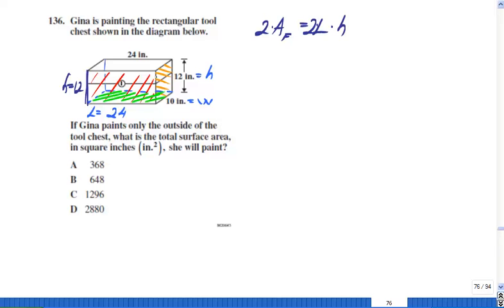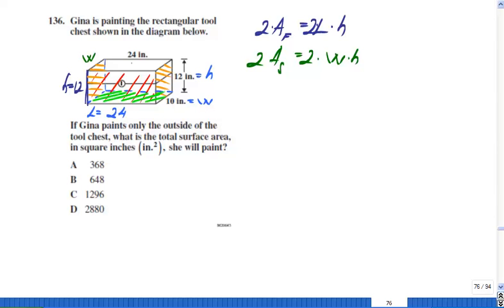Next, what is the area of the sides? Well, the area of the sides, let's call it A sub S, will be 2 times, and what are the dimensions of your side? Width and height, right? W times height. As you can see, the other one will also have the same area, this one over there.